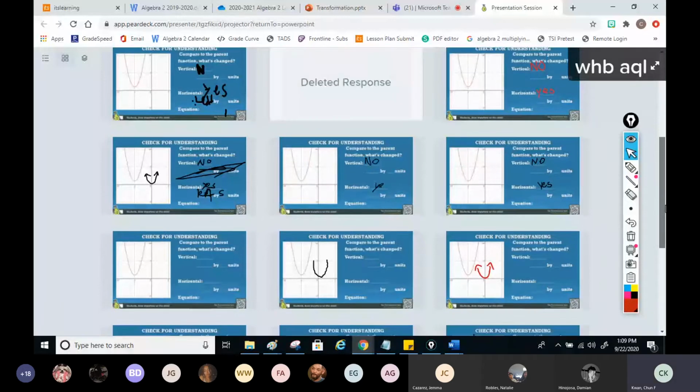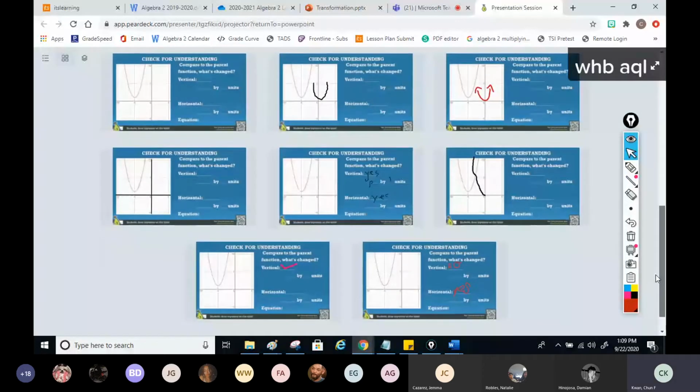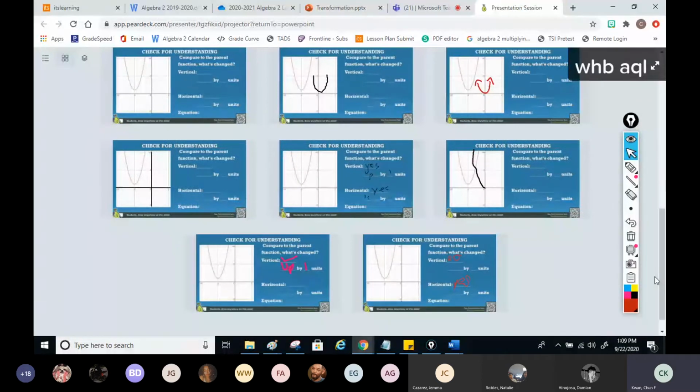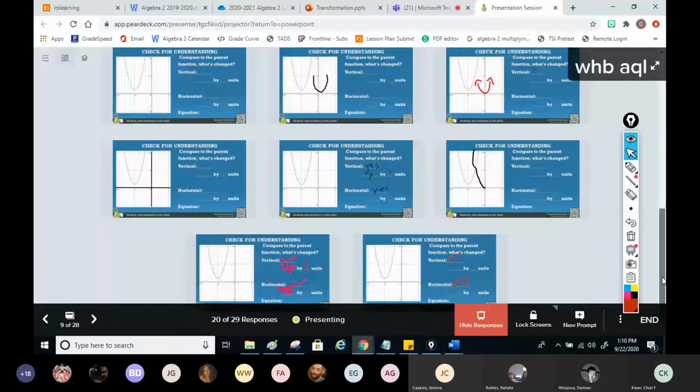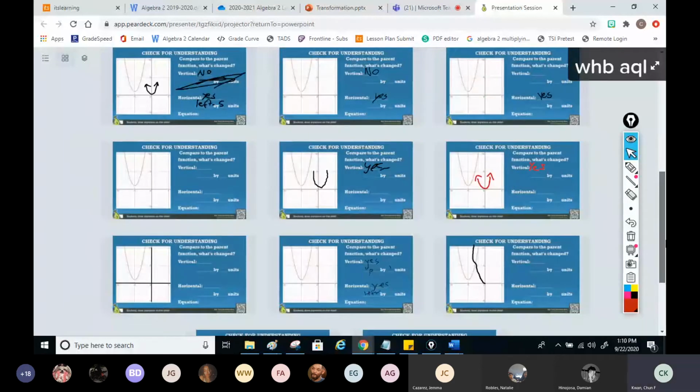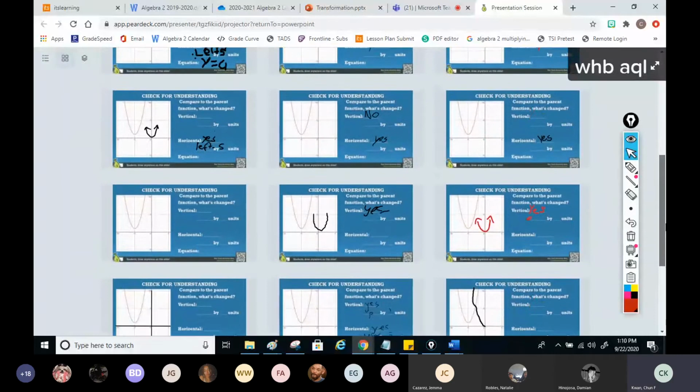All right, guys, you're comparing it with the parent function. So that means you are going to see some vertical and horizontal movement, okay? The parent function starts at 0, 0, but this one definitely moves both vertically and horizontally.